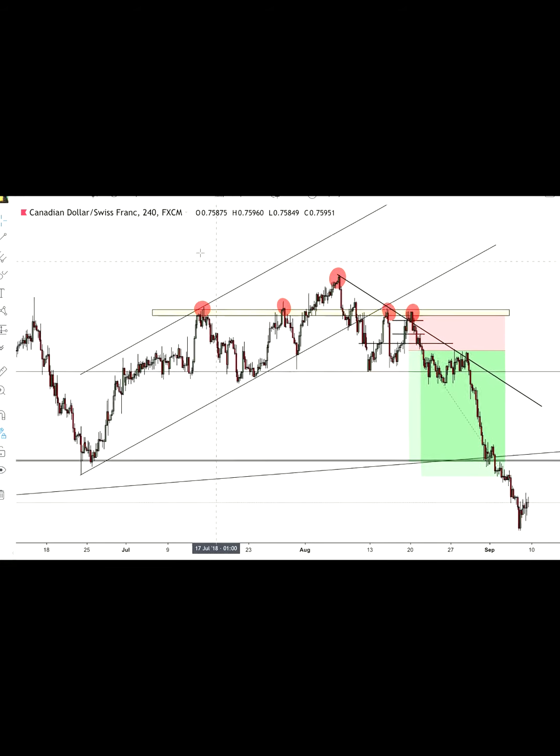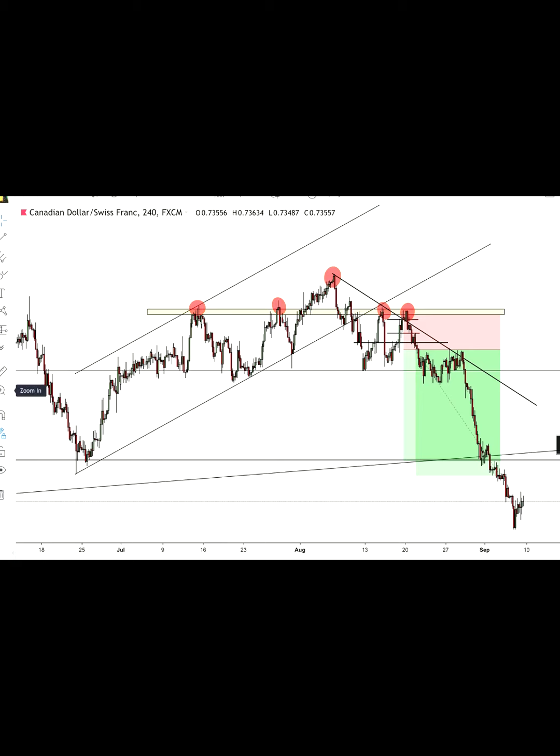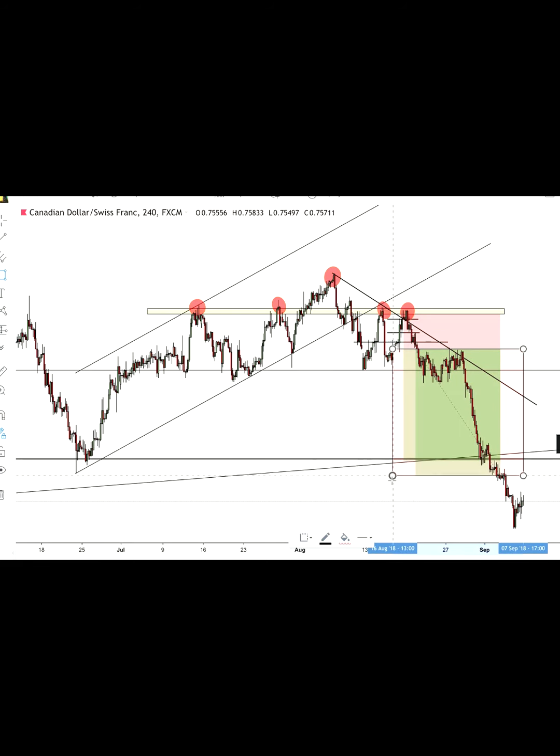We're going back to August 21st. Mind you, I don't see this. I do not see this at all. Now I'm going to show you how I anticipate. This whole drop, I didn't see it. I caught the market before that.